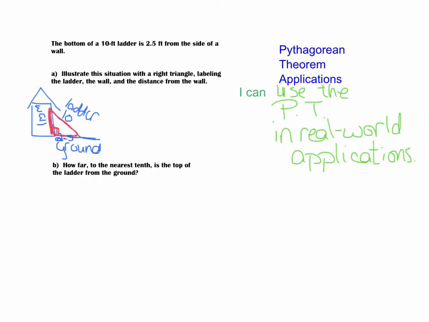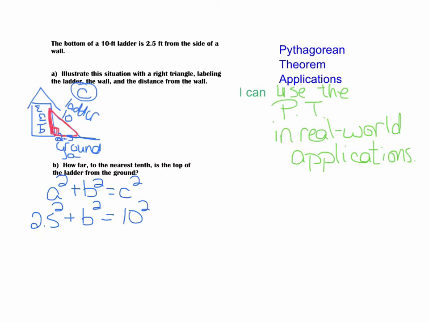Okay? Now, do you see that the ladder would be C, right? Which means the ground and the wall would be A and B. Okay? That's important. We've got to get C right. If we get C in the wrong spot, we'll miss the problem. Now, it says how far to the nearest tenth is the top of the ladder from the ground. So we're trying to find this distance right here. So we're going to use the Pythagorean theorem. A squared plus B squared equals C squared. A, as I have set it up, is 2.5. We're trying to find B, and C is the ladder. Okay? I want you to pause the video, finish solving this problem, write your sentence, then turn the video back on to check it.